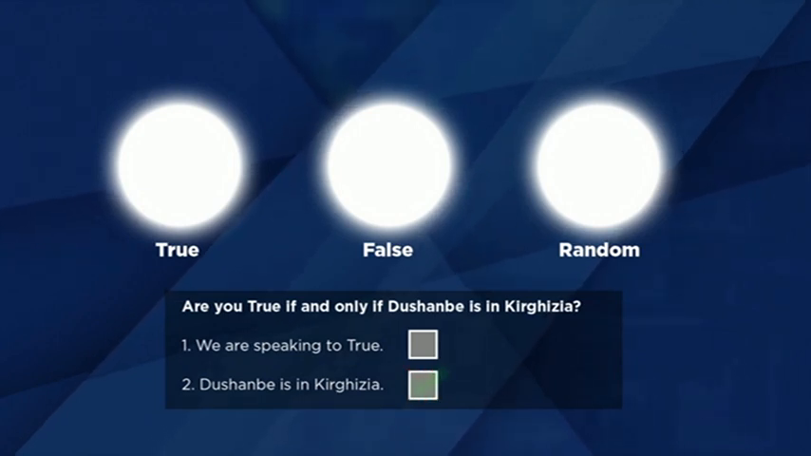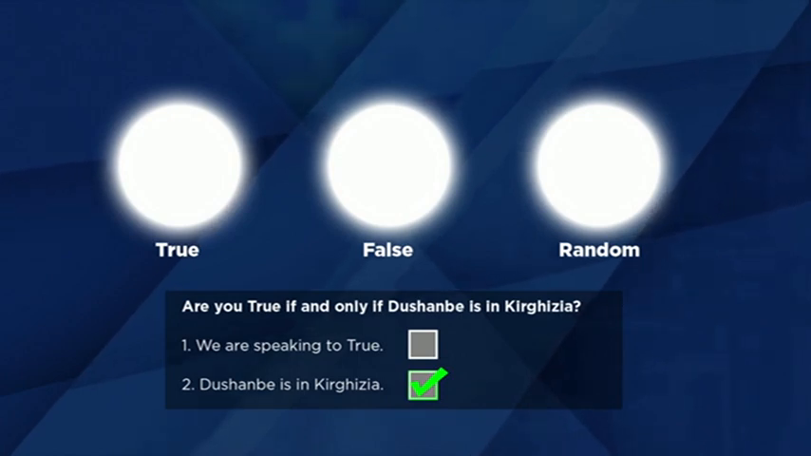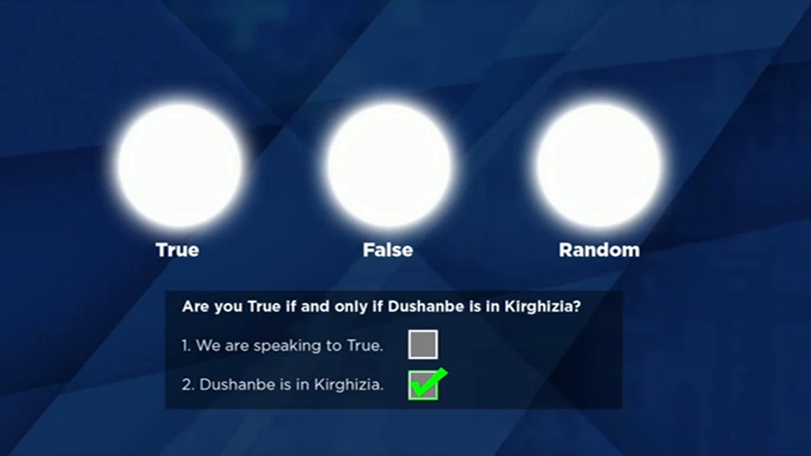But just for the sake of argument, suppose it were actually true that Dushanbe is in Kyrgyzia. In this case, item 2 would be true. How would the gods respond this time?